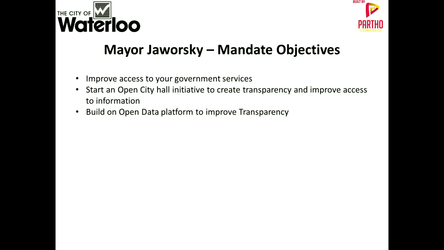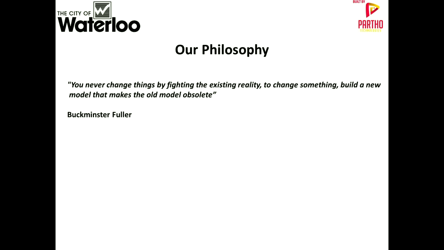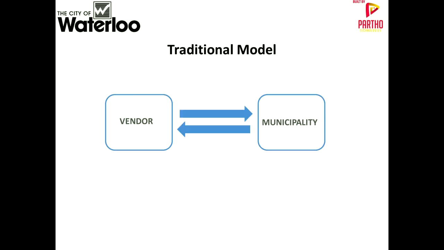I think you'll find that what we're going to show you does exactly that. Since we enforce the Ontario Building Code, we also looked at what the provincial objectives were, and they're very similar to Mayor and Council's objectives: to strengthen the partnerships with municipalities and improve municipal services. You never change things by fighting the existing reality. To change something, build a new model that makes the old model obsolete. So that's what we're trying to do. We're trying to make our old model obsolete.